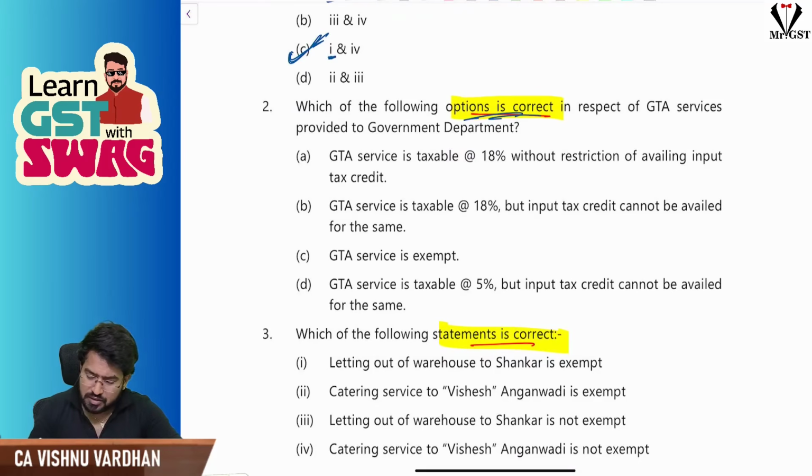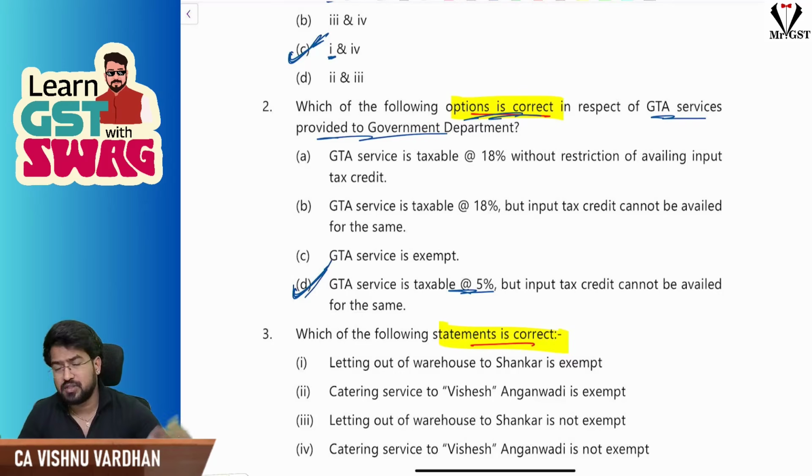Next, which option is correct again regarding GTA services provided to government department? Government department GTA services are taxable at 5% reverse charge. So this is the answer because GTA is not opting for FCM and this is government department, as I told, not registered for the purpose of section 51. Okay, next.